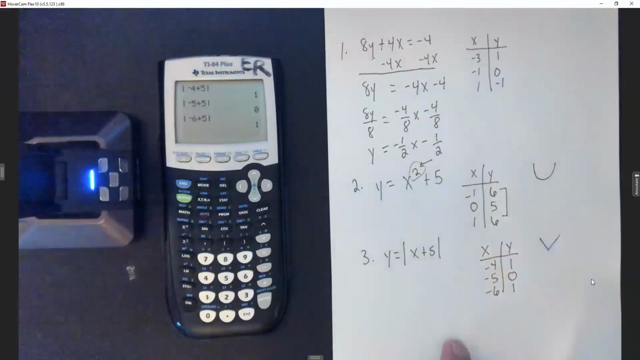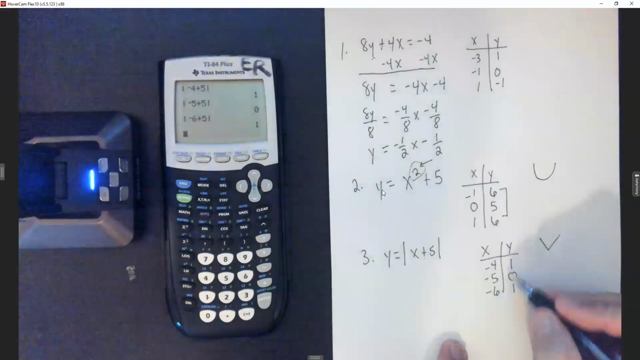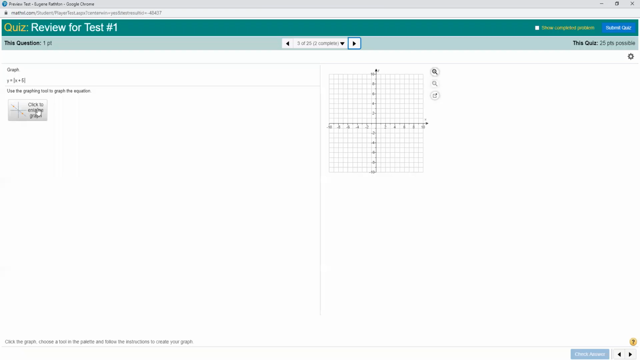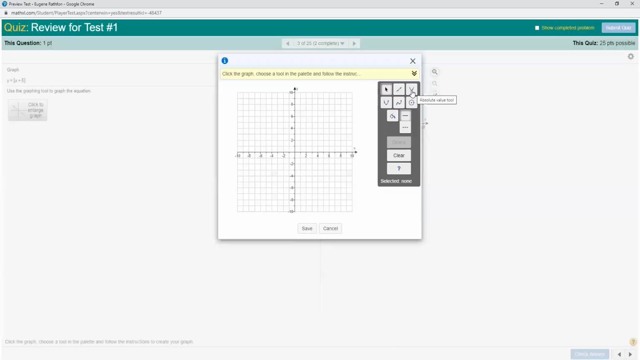So I've got my 3 points, so let's go graph that. Now I will say what's nice on this one, let me show you when I click it. What's nice on this one, if you notice, the absolute value tool only has 2 points on it. So all we need to draw is 2 of the points. But you got to start with that middle point, -5, 0.